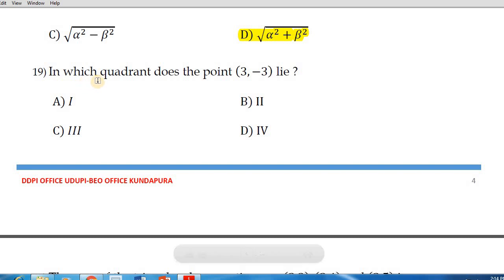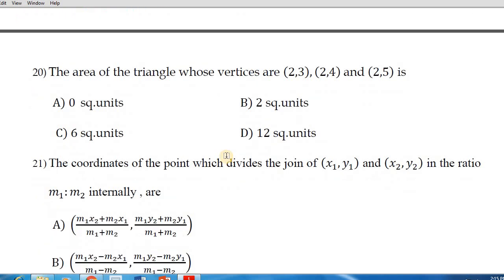19th question. In which quadrant does the point 3 comma minus 3 lie? Observe the given point 3 comma minus 3. The x value is positive, the y value is negative. So positive and negative belongs to quadrant 2.